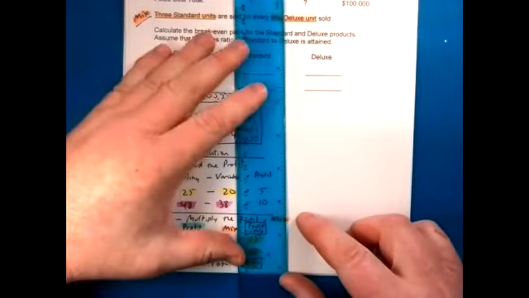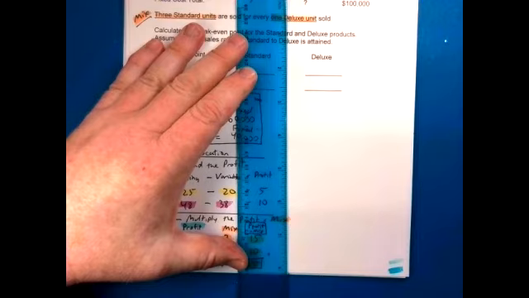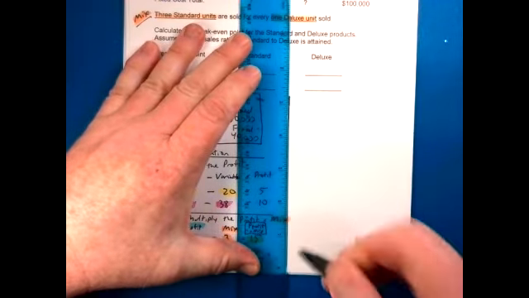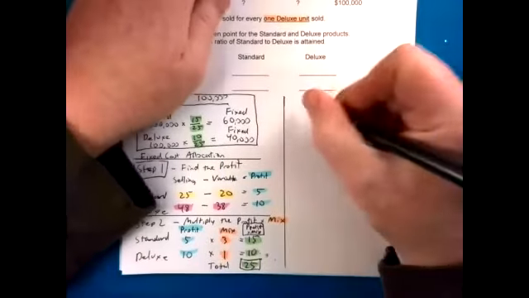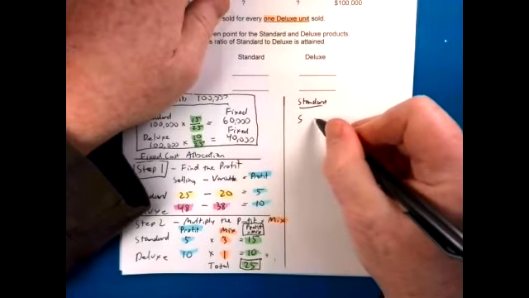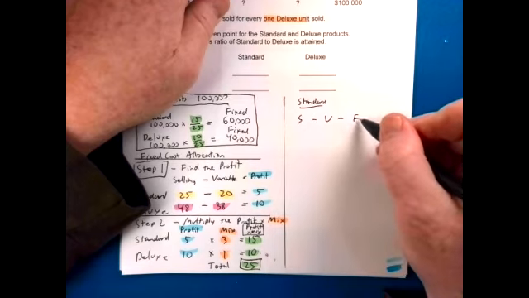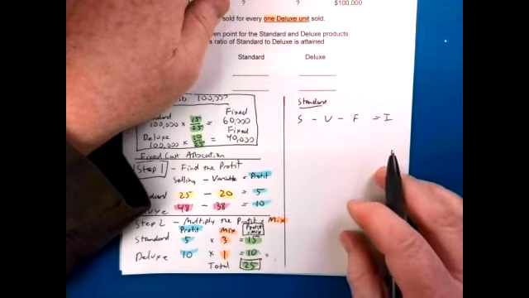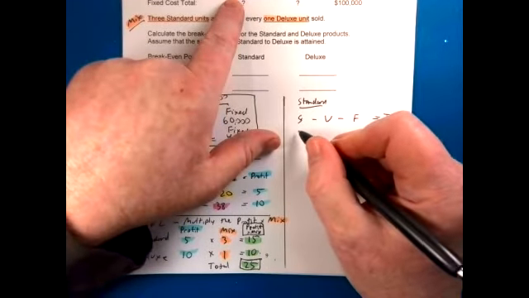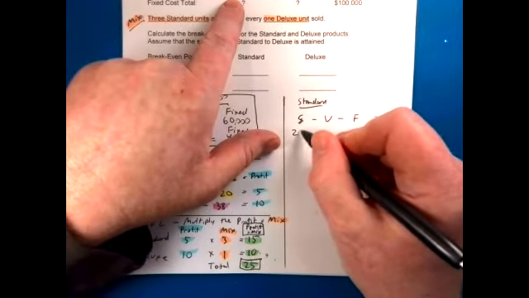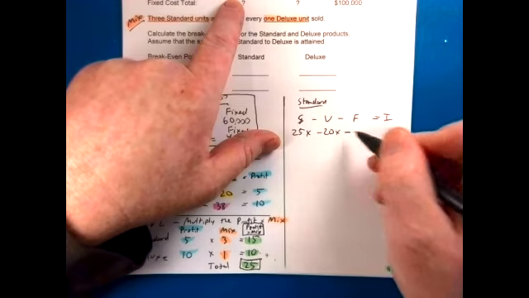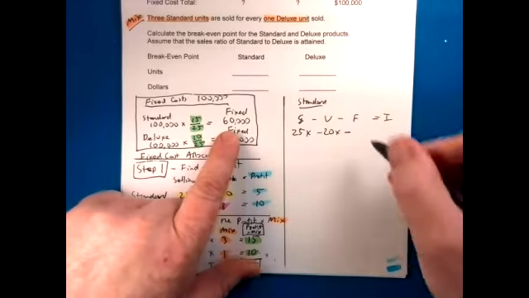All right. So what would be the break even? Well, let's take the standard first. I'm going to abbreviate sales minus variable cost minus fixed costs equals income. Okay, so selling price for the standard would be, the standard fixed cost is 60,000.